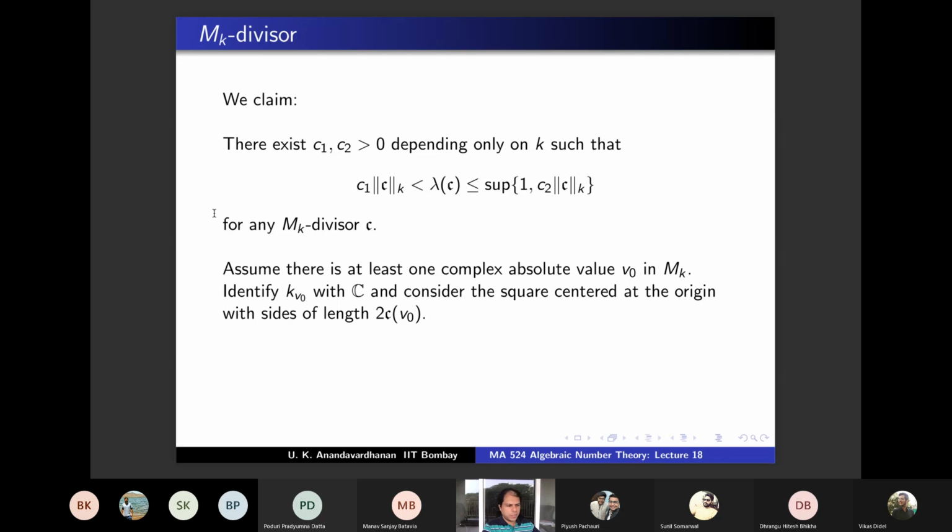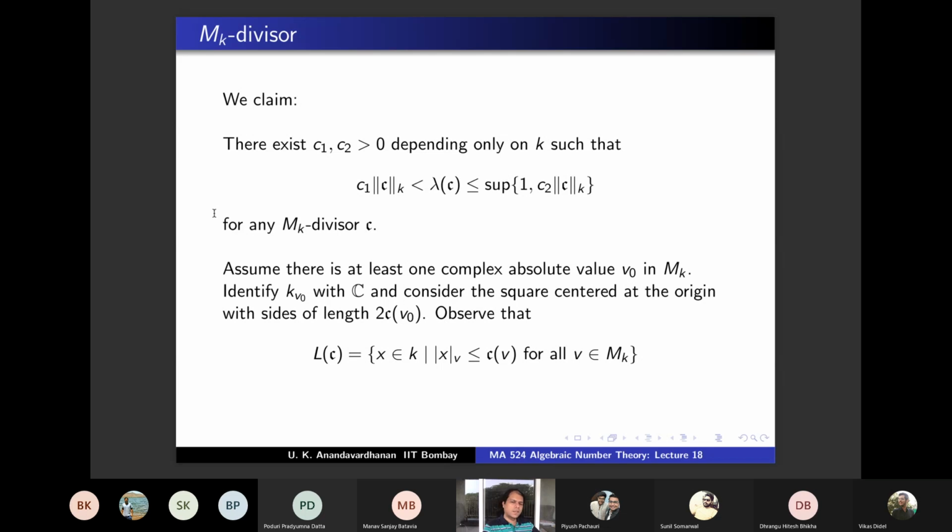The theorem is for a fixed c. So c_v0 is some positive real number. Take twice c_v0 and take the square. So it's not the unit square, but the square centered at the origin. You can picture the square. Each length is twice c_v0. Okay, so this was the definition of L_c, and lambda c is the cardinality of this set.